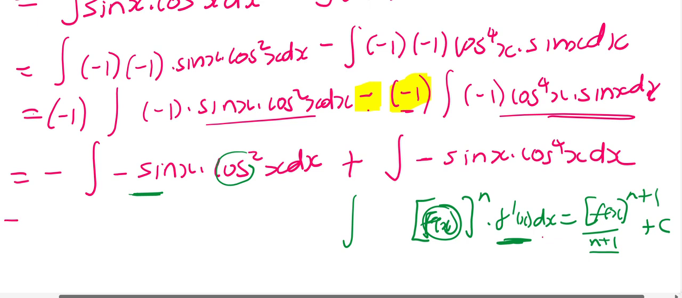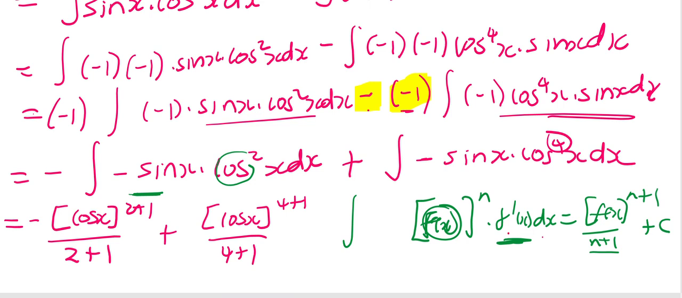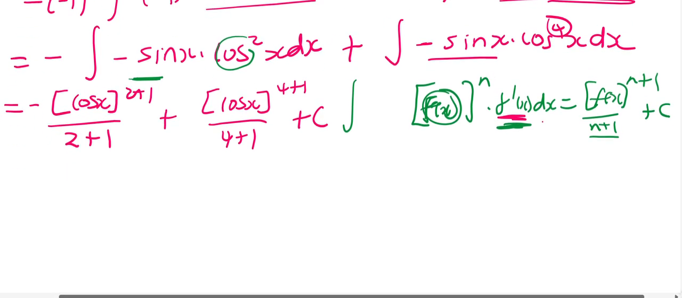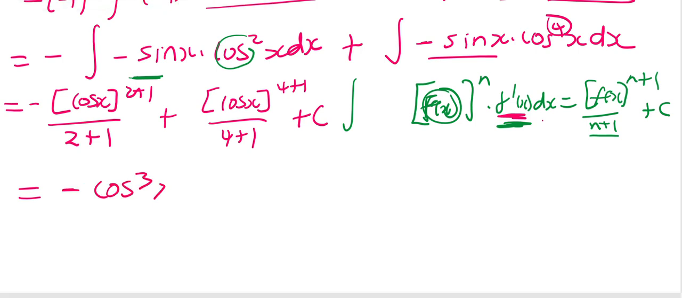So this will be equal to negative cos of x to the power of 2 plus 1 over 2 plus 1. Now, the same applies to this one. So this will be plus, the function is cos x, and our n is 4, so 4 plus 1 over 4 plus 1, and the derivative is this one. So we are now on the safe side, plus c. Let's simplify. This becomes minus cos to the power of 3x over 3 plus cos to the power of 5x over 5 plus c.